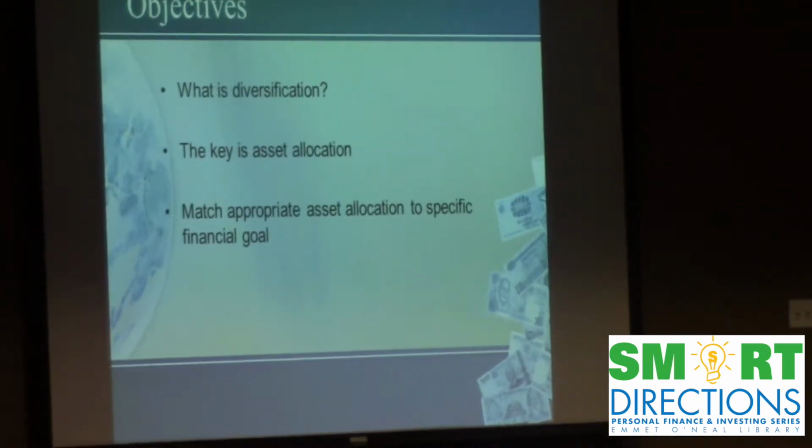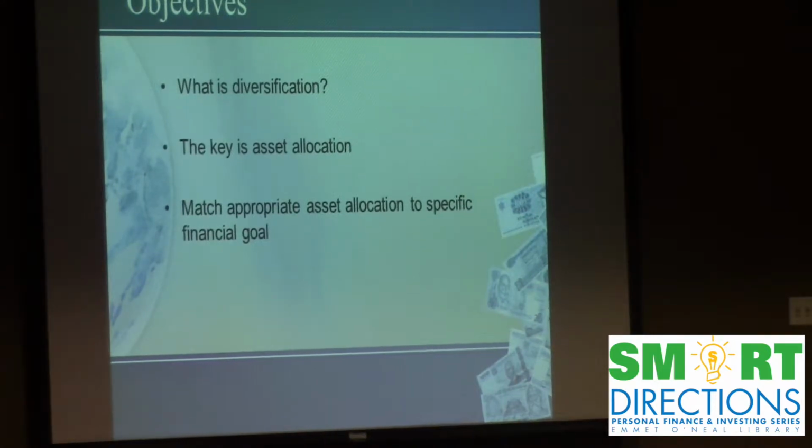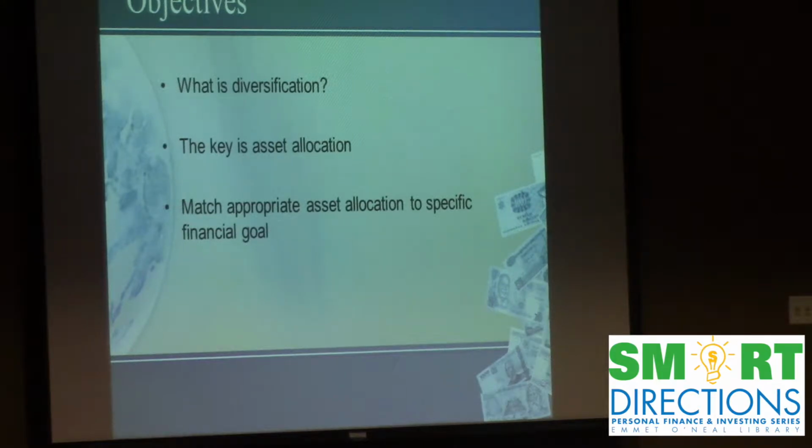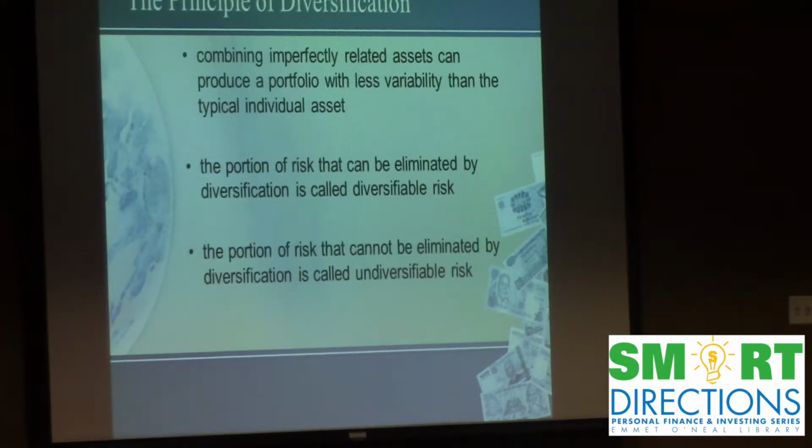And then obviously when we do allocate our assets and our money to assets, we've got to do it the right way. It has to be set to a specific goal. We'll talk about that a little bit as well. Okay, very basic. Diversification is as simple as don't put all your eggs in one basket. That's what diversification is in a nutshell.